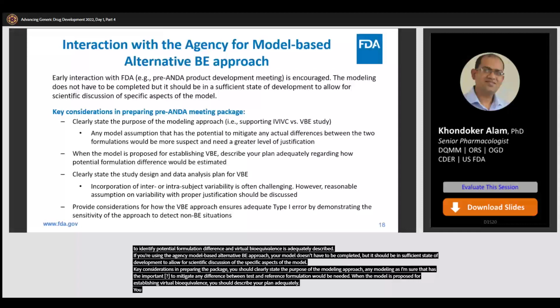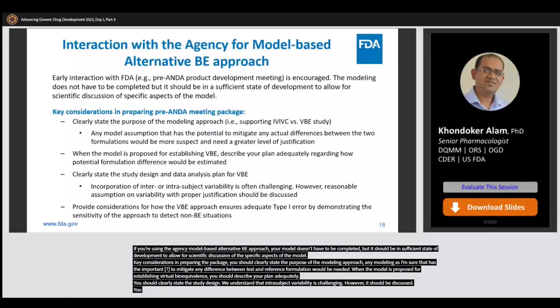We understand that incorporation of inter and intra-subject variability is often challenging. However, reasonable assumption on variability with proper justification should be discussed. You should also provide consideration on how the virtual bioequivalence approach would ensure acceptable type 1 error by demonstrating the sensitivity of the approach to detect non-bioequivalent scenarios.